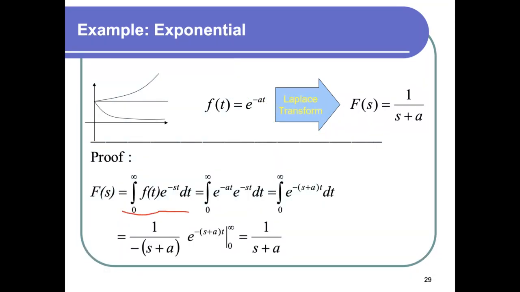So again, you have e to the power minus at, e to the power minus st. You take t as a common factor and you do this multiplication. And then you have 1 over s plus a.